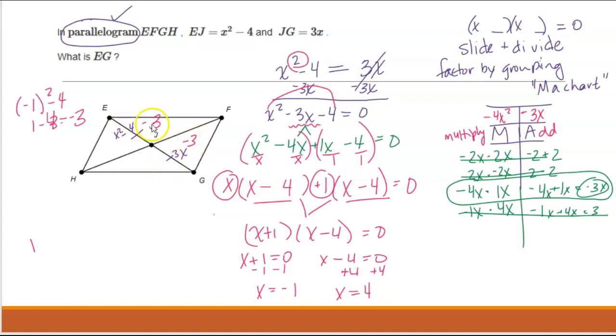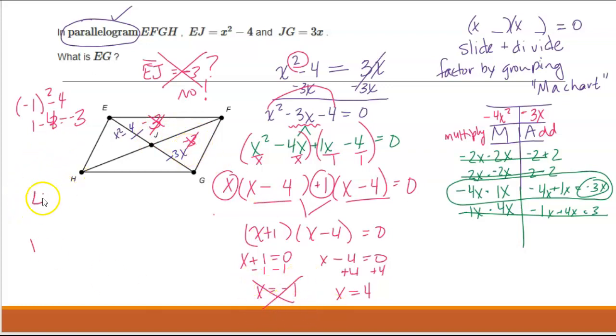So it's good that they're equal because that means we did it right. They should be equal. But can you have a negative length? Can the measure of EJ be negative 3? No, it cannot. We cannot have negative length. That's why it is not negative 1.